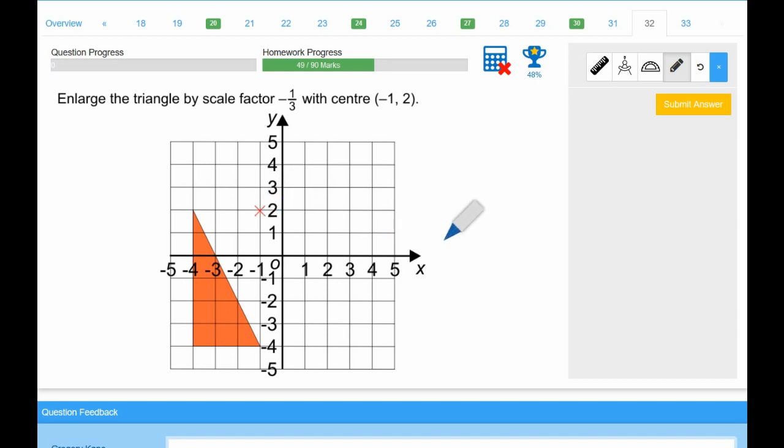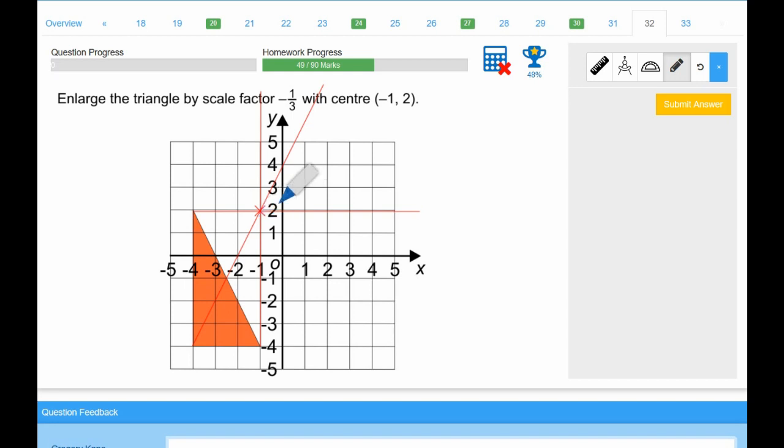And here I need to draw my ray lines from each of these points. Let me just do that for you very quickly. So here I've drawn my ray lines. There's 1, there's 2, and there's 3. And in this case, it is a scale factor of negative a third. And that is quite tricky.